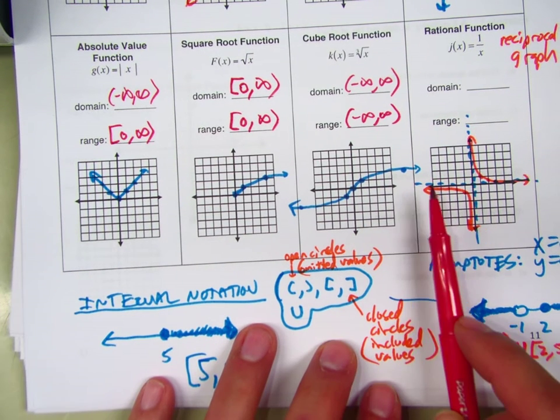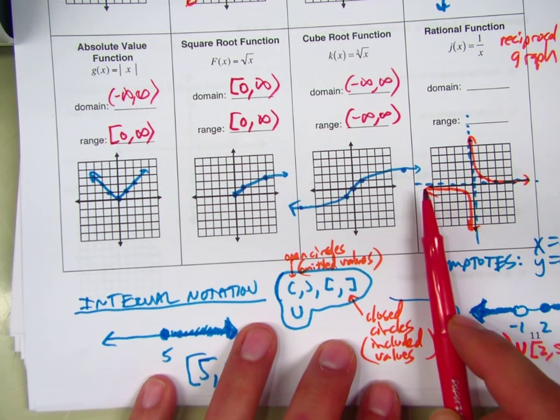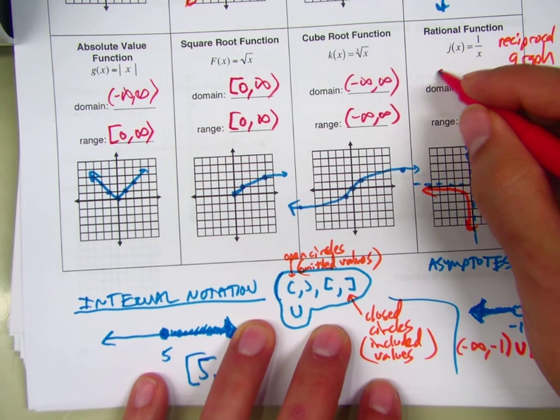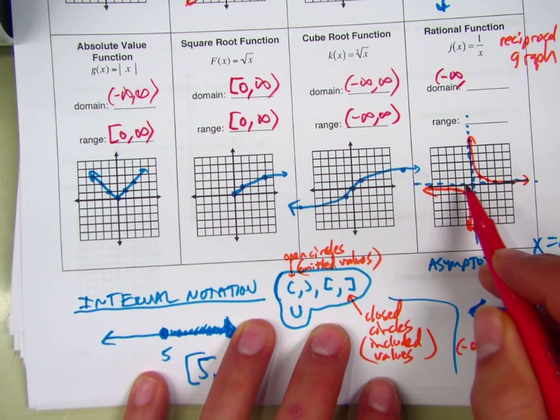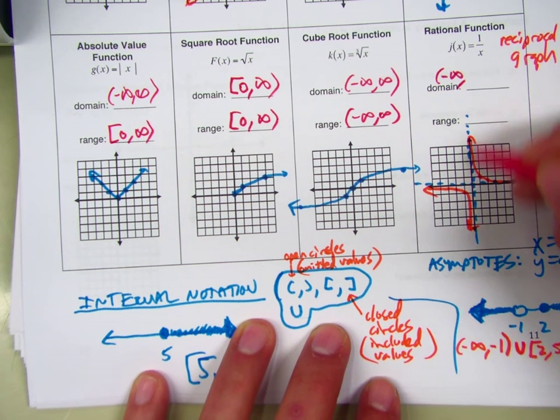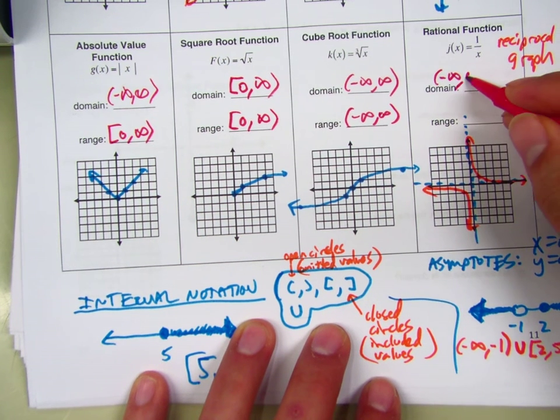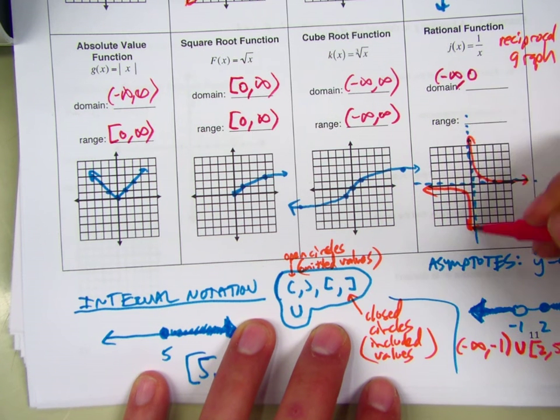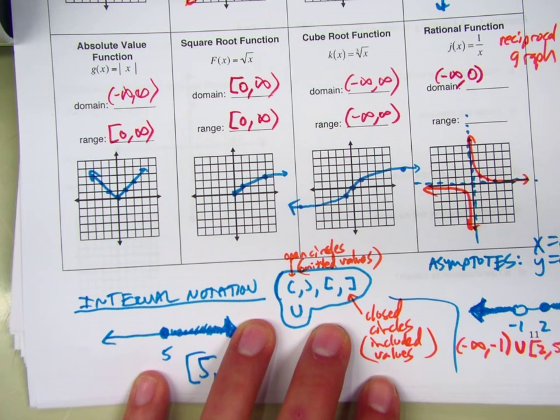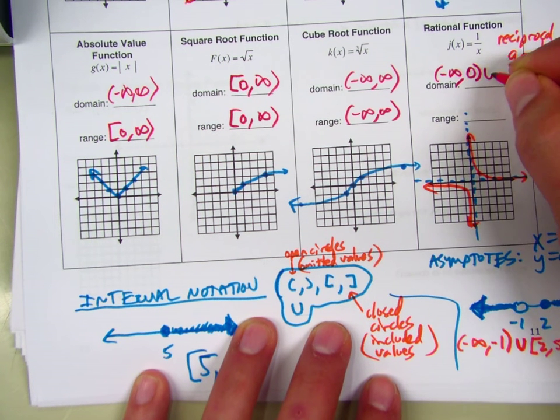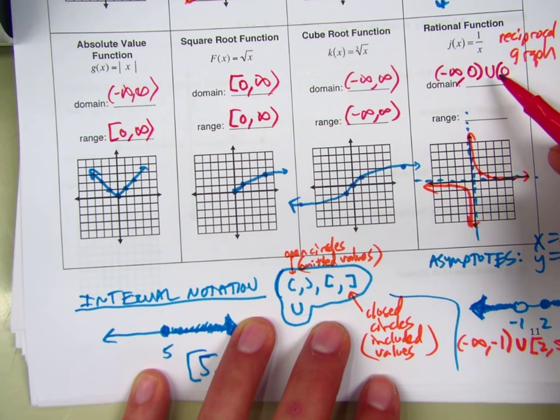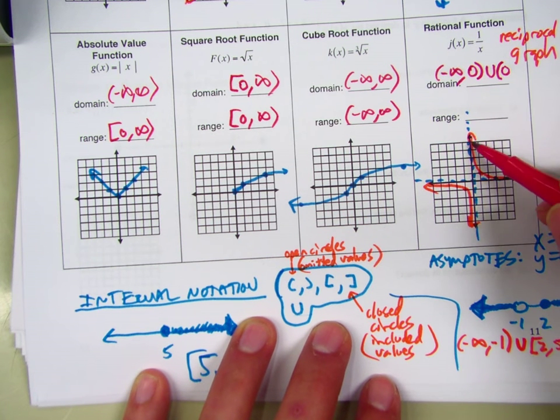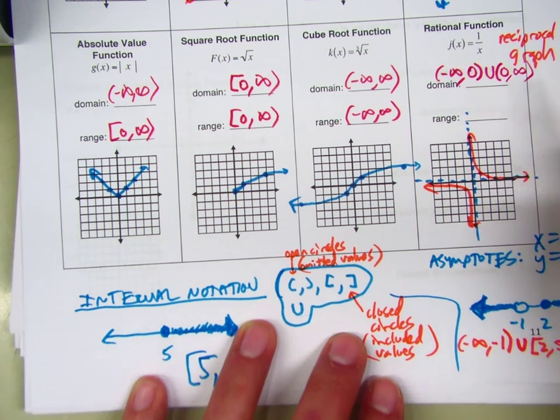So if I start as left as I can, this arrow indicates that I should start with negative infinity, right? Is there a separation though? Where? At this value, which is 0, right? And since that's not included, that's going to have a parenthesis. And then we're going to pick up pretty much immediately after 0. That's why we have another parenthesis here. And then we're going to keep going to the right towards infinity.